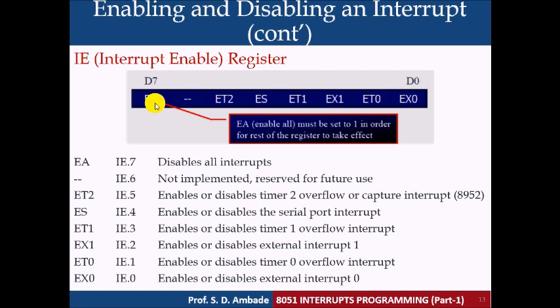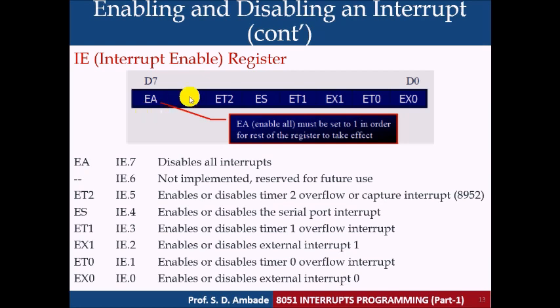The interrupt enable bit should be 1 in order to enable all other interrupts; for any one of the other interrupt enable bits to work, it should be 1. If the interrupt enable bit is 0, then none of the interrupts is able to send an interrupt request to the microcontroller, which means all the interrupts are masked. So the EA bit is for enabling all interrupts.